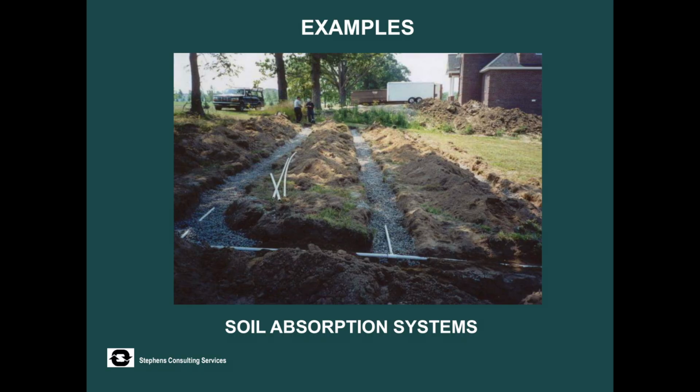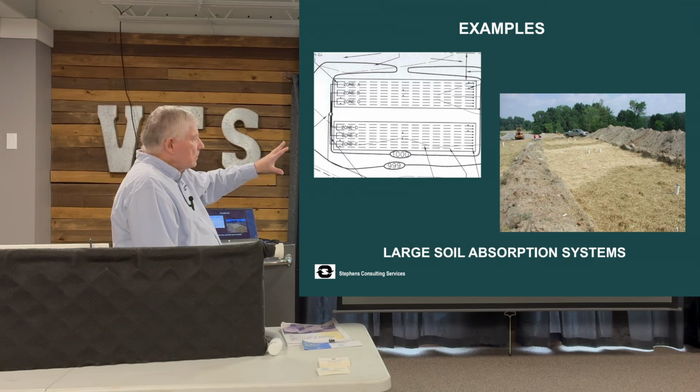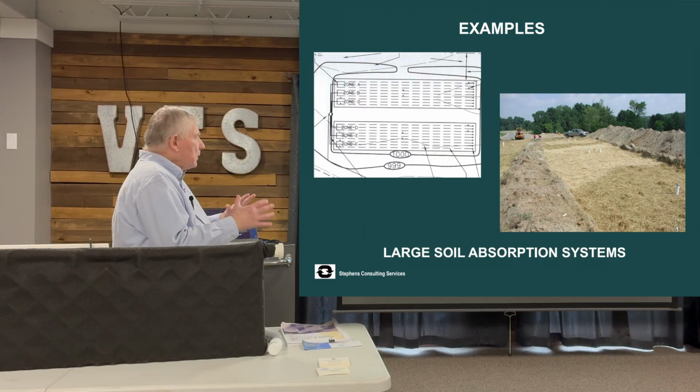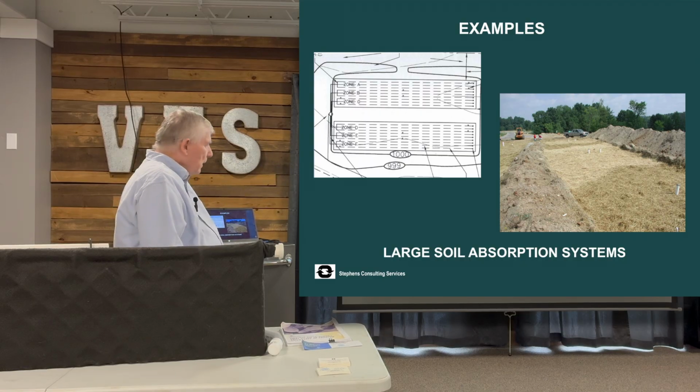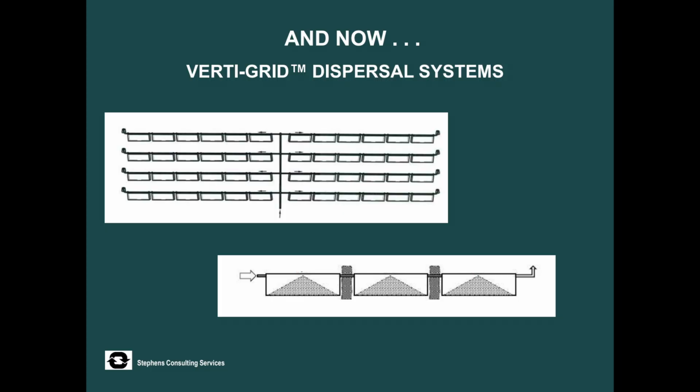This is pressure distribution in standard trenches with stone. This is a system we did 30, 40 years ago. A large system in Oakland County where we used some hydraulic sequencing valves, but we used pressure distribution to spread the wastewater, treated wastewater over a large soil absorption system. So we use the same thing with Verti-Grid.